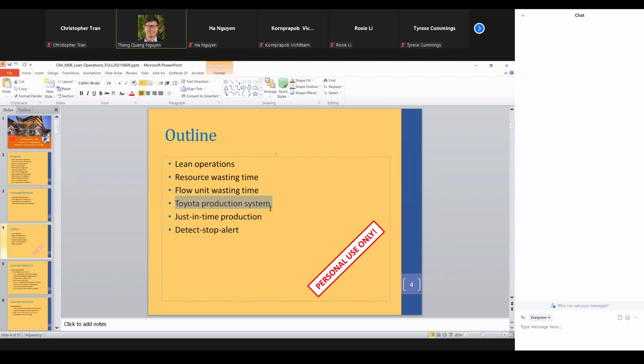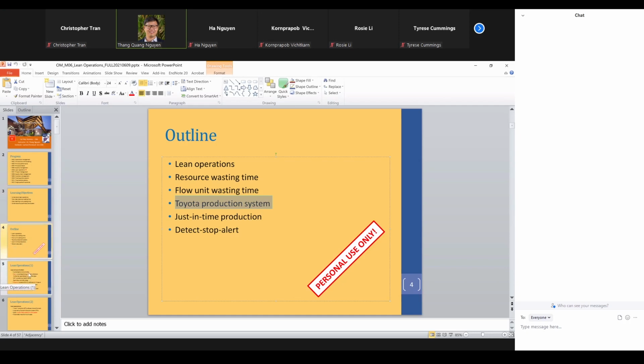Why the Toyota production system? Because lean was pioneered by Toyota, and a lot of the practices that we do today in manufacturing and in services, we learned from Toyota, right? So that's why we take Toyota as a benchmark, as a role model, to improve our processes.